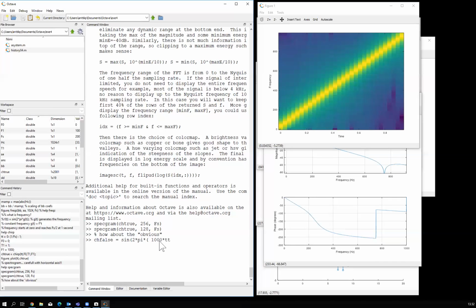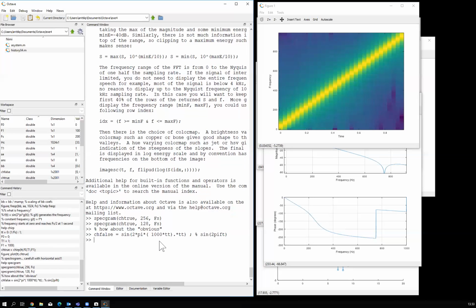That's my frequency, and then just f t. So this is 2 pi f t. What is wrong with that? I'll show you. Let's calculate the spectrogram.